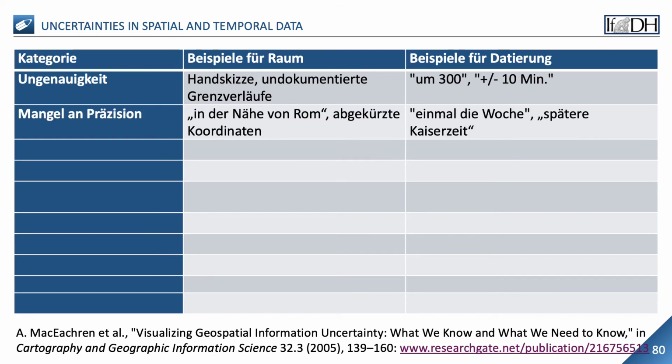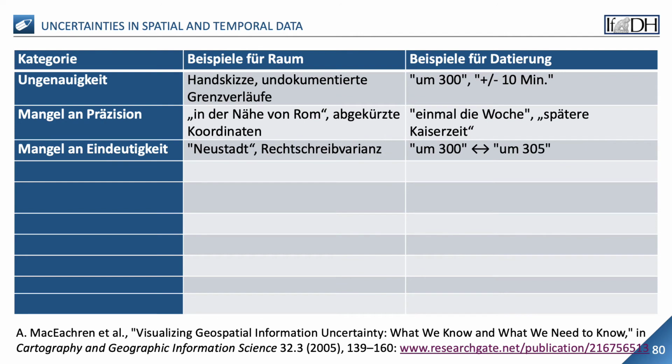I would like to contrast this with the lack of precision, that is, the inaccuracy of measurement. It often arises from carelessness or the desire not to specify things in detail. Examples would be expressions like "near Rome" or coordinates shortened to one decimal place. Similar phenomena also occur with time indications, for example, when one says "once a week" without being specific, or uses "later imperial period" as a dating without precisely specifying the vagueness of the dating.